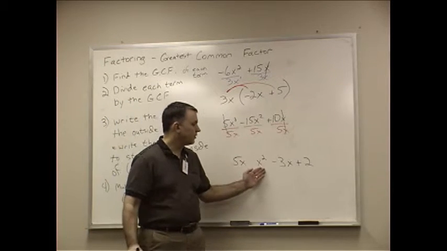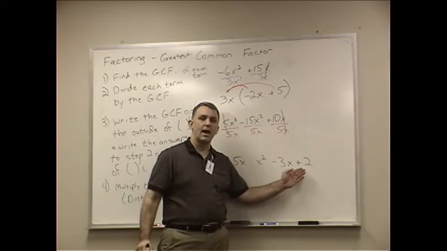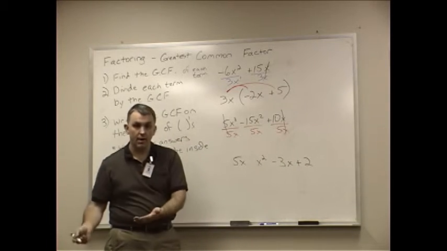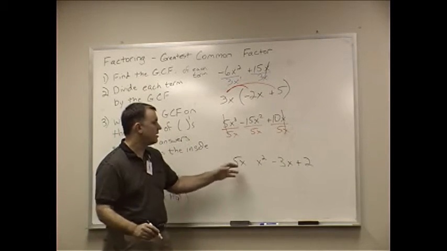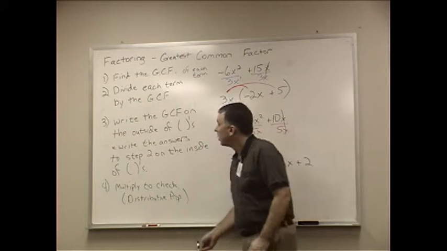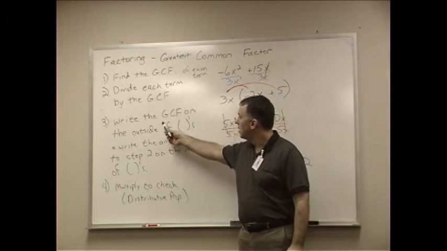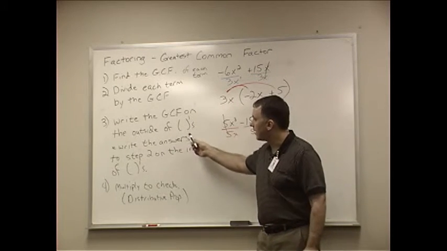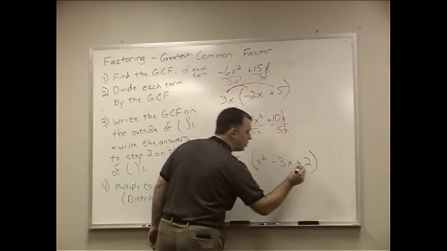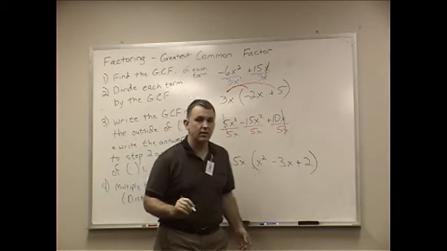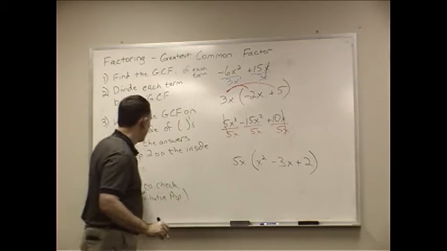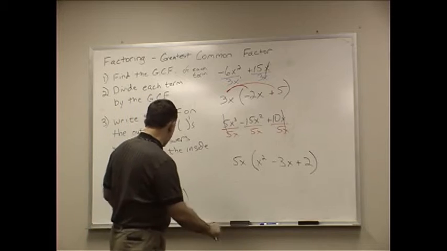Now look at x to the second, negative 3x and 2. Is there anything else I can divide out of all three of them? No, there's not. 5x was a good greatest common factor. Okay. So you write the greatest common factors on the outside of the parentheses. Write the answers to step 2 on the inside of the parentheses. So just place my parentheses and I'm good to go. Step 4, multiply and check.